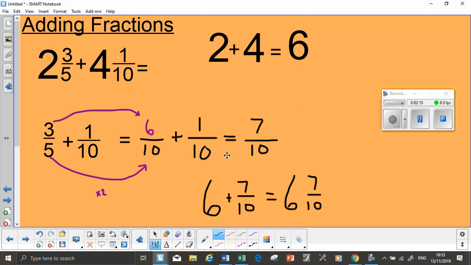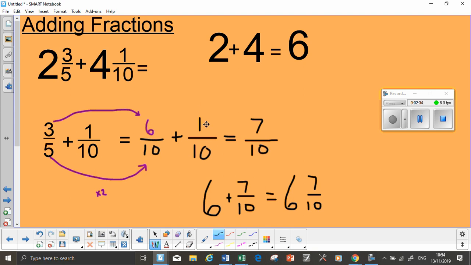As my 10 is just times by 1, that just stays the same. For my 3/5, my 5 had to be multiplied by 2 to get to 10. Therefore, I had to multiply my numerator by 2 to get 6. You do not add these two numbers at the bottom. Your denominator tells you how many parts are in the whole, so your 10 stays the same.